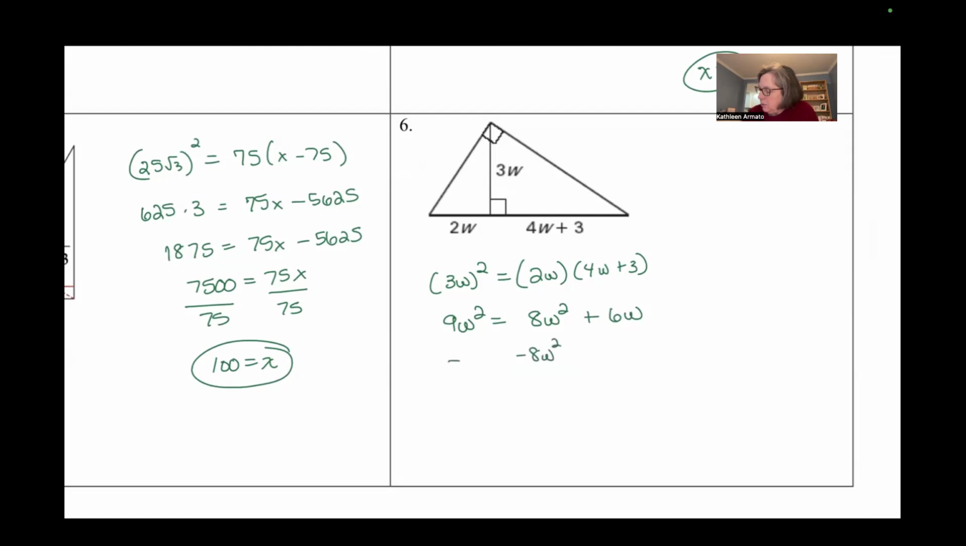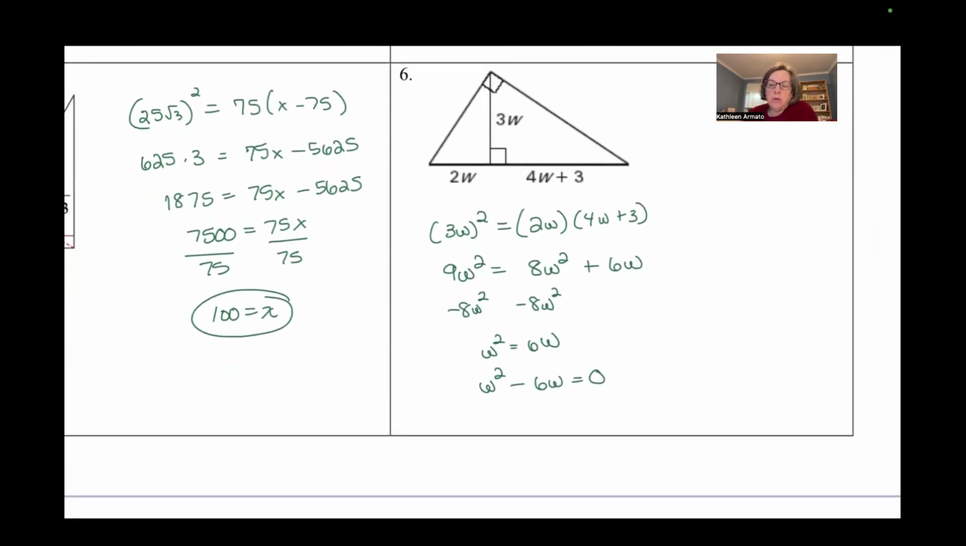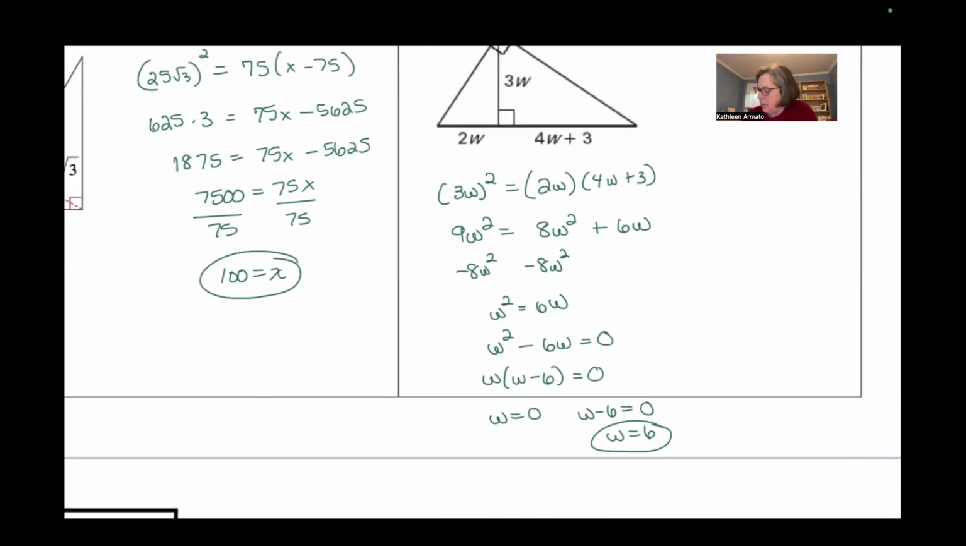Subtract 8w squared. All right. Hopefully you remember from Algebra 1 that when you see a quadratic, you should get 0 on one side when you see that squared term. And then a little bit of factoring. W equals 0, or W minus 6 equals 0, which means W equals 6. 0 wouldn't make sense here, right? Because that would give me no height. So W equals 6 is my answer.